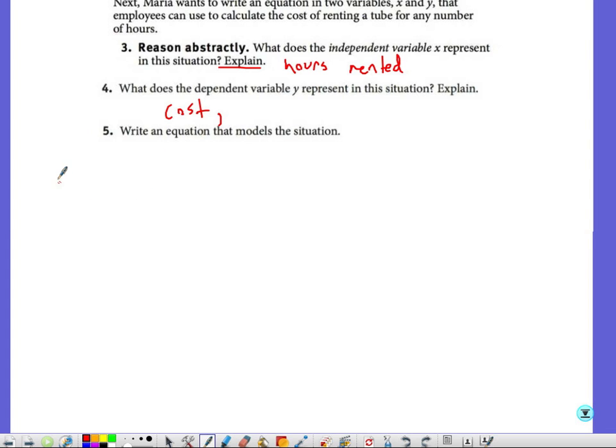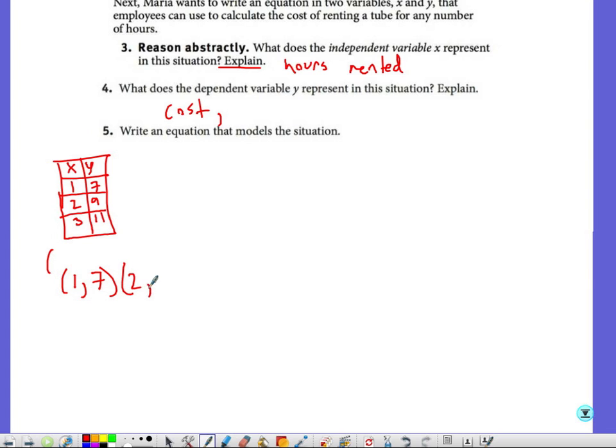So let's create the table that we had. We had our x and we had our y. For 1 hour it cost 7, 2 hours 9, 3 hours 11. So from this table, let's grab 2 ordered pairs. Let's pick 1, 7 as one ordered pair, and 2, 9 as our second ordered pair. Once we have both of these ordered pairs, let's label the first ordered pair x1, y1, and the second ordered pair x2, y2.